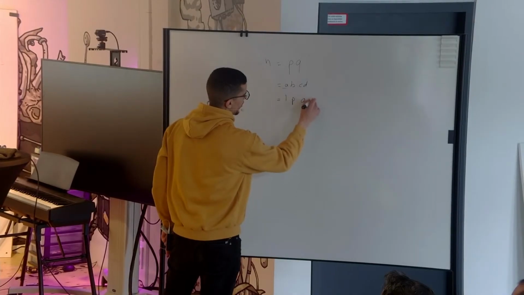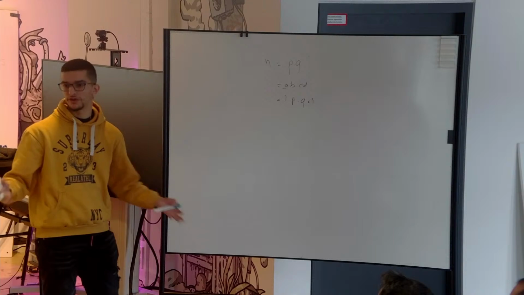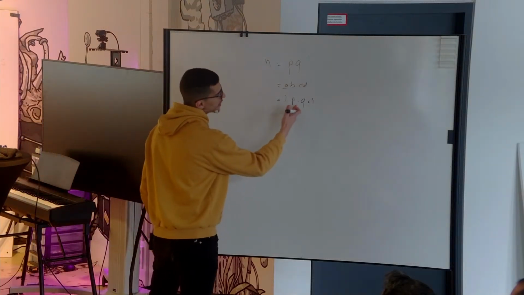So it's going to be 1 multiplied by p multiplied by q multiplied by 1, because there is nothing other than 1. There are no coefficients that divide it other than 1 and itself. And now let's say we choose really huge p and q.